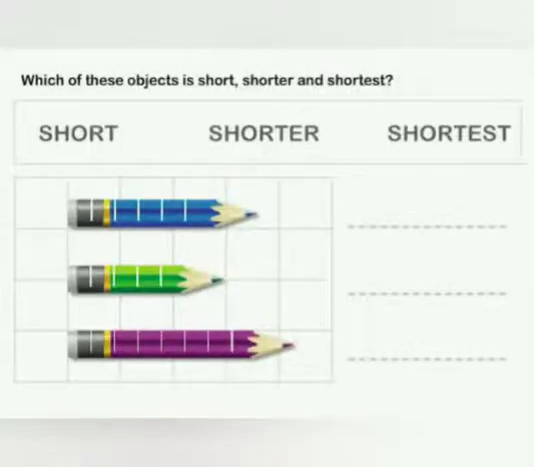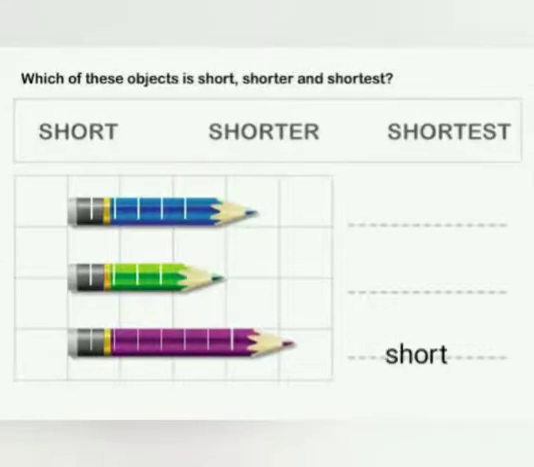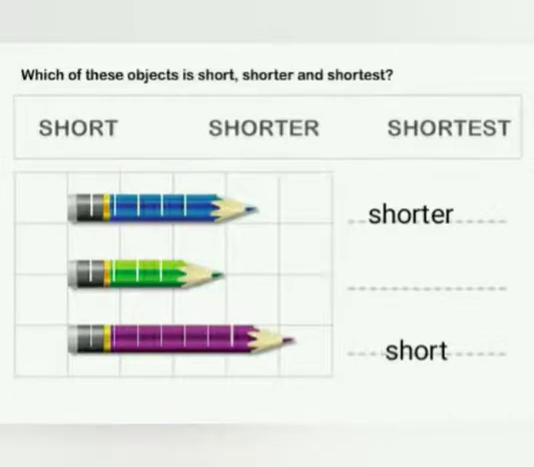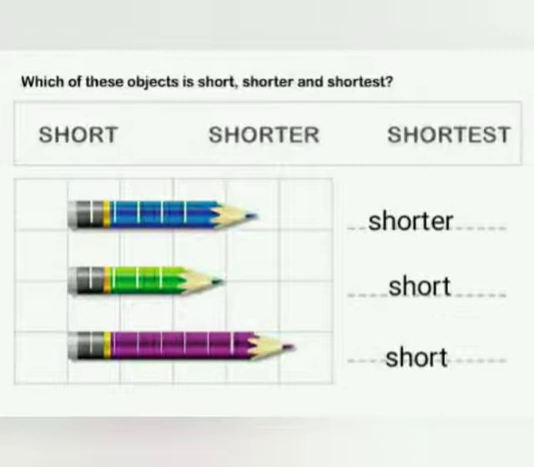So let's recap on some vocabulary. Short, shorter, and shortest. Short will be the longest pencil. So let's start. So we have short. Which one is shorter? The blue one. So the green must be the shortest.